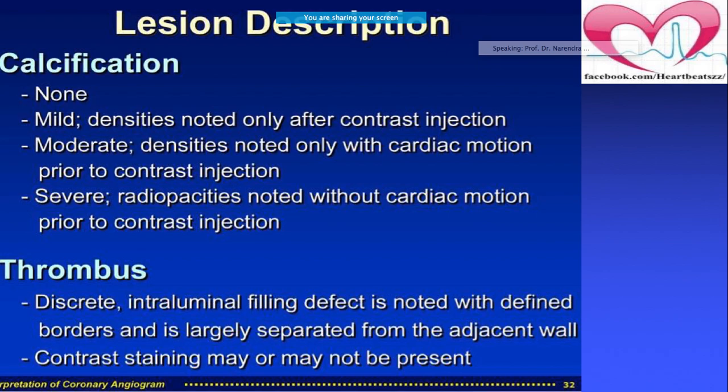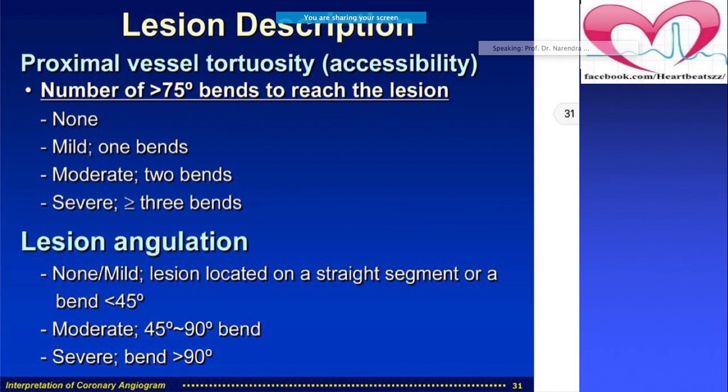Similarly for the thrombus, you tell it in terms of two ways. Either it can be discrete, otherwise contrast staining. It will be discrete when an intraluminal filling defect is noted with defined borders and is largely separated from the adjacent wall. Similarly, you call it contrast staining when it may be present or not.